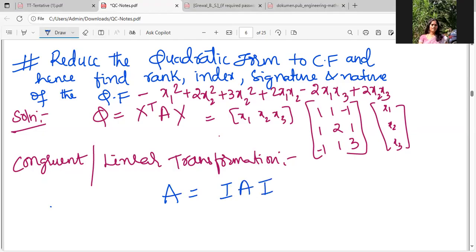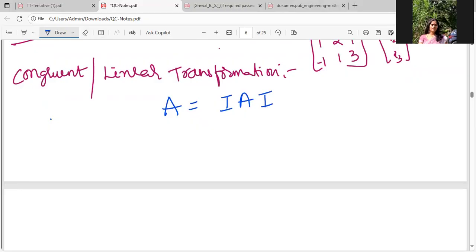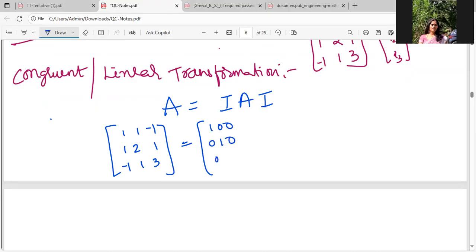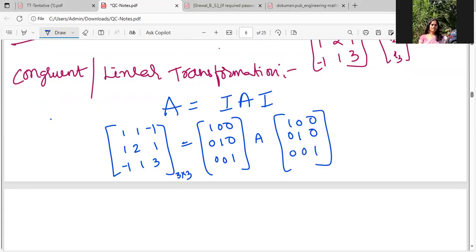So what happens here? A is 1, 1, minus 1. If it is a 3 by 3 matrix, guys, I consider a 3 by 3 identity matrix. If it's a 2 by 2 one, then I go with a 2 by 2 identity matrix. If it's a 4 by 4 one, I'll go with a 4 by 4 identity matrix. Since the coefficient matrix is a 3 by 3 matrix, I go with a 3 by 3 identity matrix. That's what I want to say.